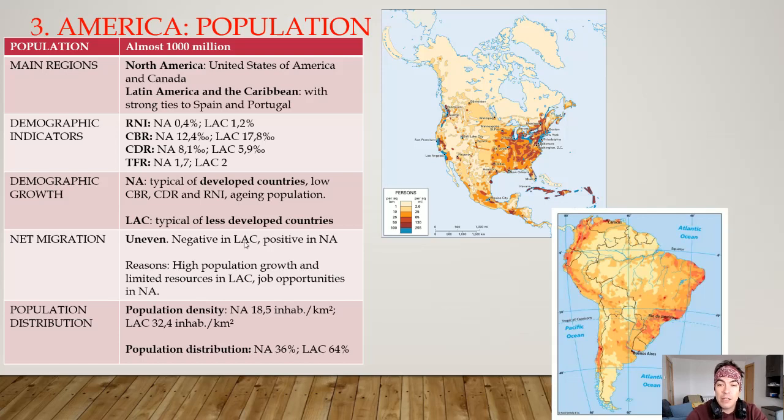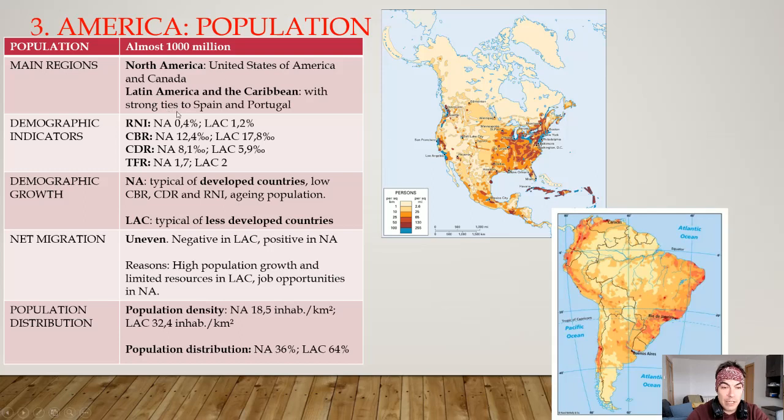North America, which is Canada and the United States, here to the north, okay? The United States and Canada, and then the rest, which is Latin America and the Caribbean, which are the countries who have strong ties to Spain and Portugal, because they were part of our empire during the modern age. So these are the demographic indicators. I have divided them between the two regions.